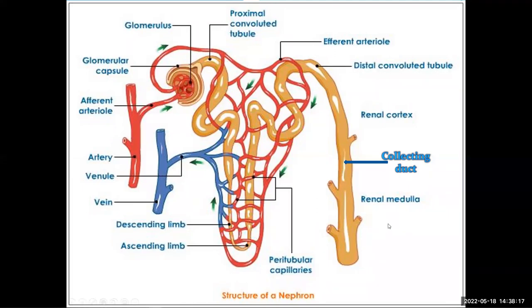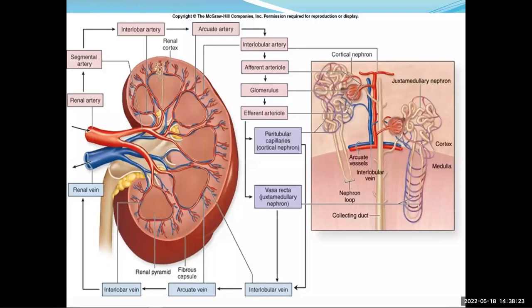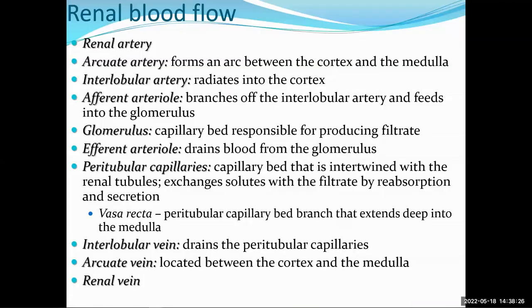Yes? All right. Well done. So let's talk now about the blood flow through the kidney itself. And so it's better to look at it diagrammatically.